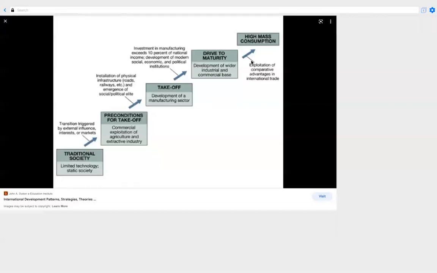Okay, so the first stage is the traditional society. In this nation there is limited technology and a static society, meaning they are more into agriculture. A static society means nothing changes. I believe we only have less than a minute left.